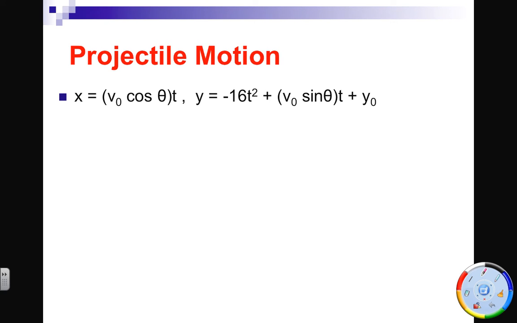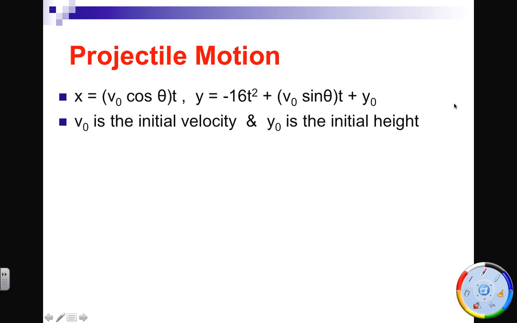All projectile motion is going to be written like this in parametric mode. x equals v sub 0 t cosine theta times t, and y is equal to negative 16t squared plus v sub 0 t sine theta t plus y sub 0 t.